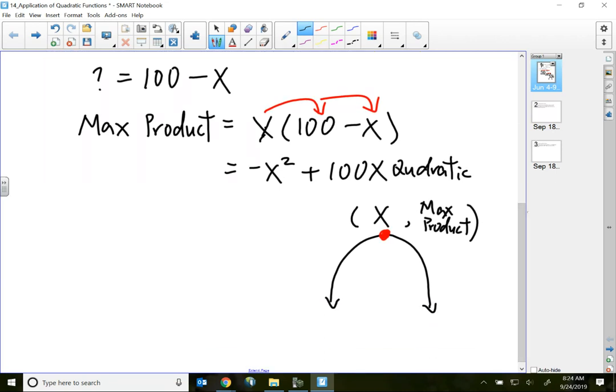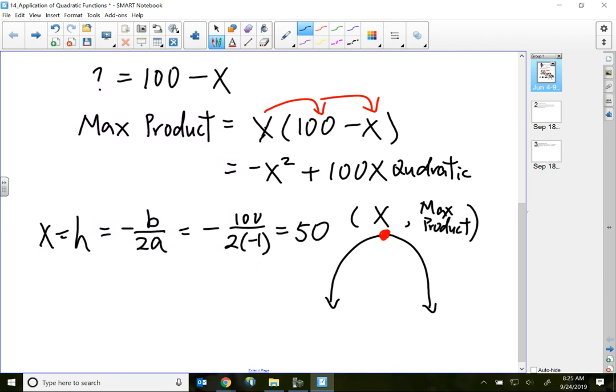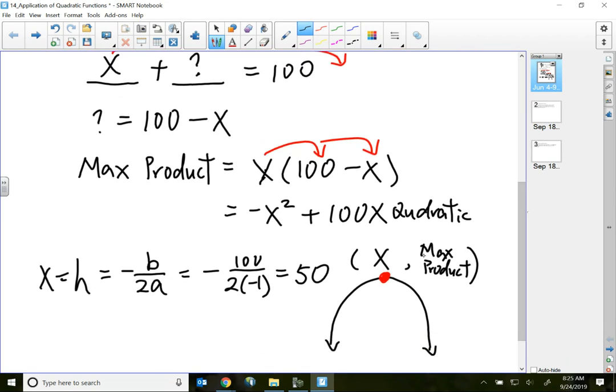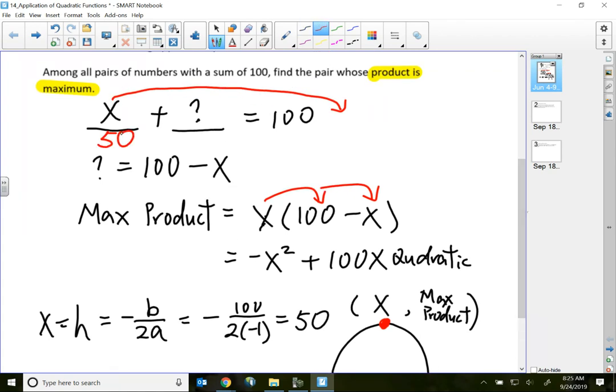Needless to say, this problem is basically asking you to find the vertex, the h and the k. My x value, which is my h, is in the ax squared plus bx plus c form, so I'm going to use my vertex formula, negative b over 2a. That gives me negative 100 over 2 times negative 1, so negative 100 over negative 2 is going to give me 50. This problem is not asking me to find what the maximum product is. Once I have my x, one number is 50 and the other number, 100 minus x, is also 50. So the pair of numbers with the sum of 100 that will create the maximum product are 50 and 50.